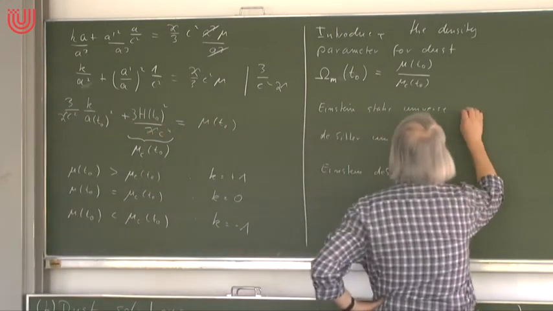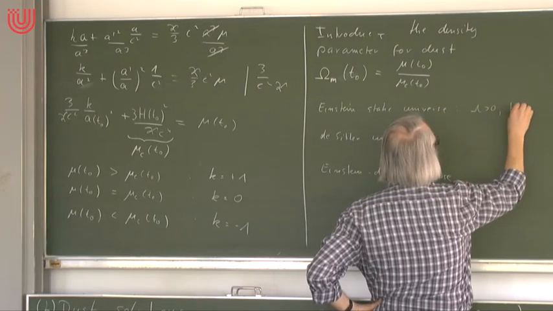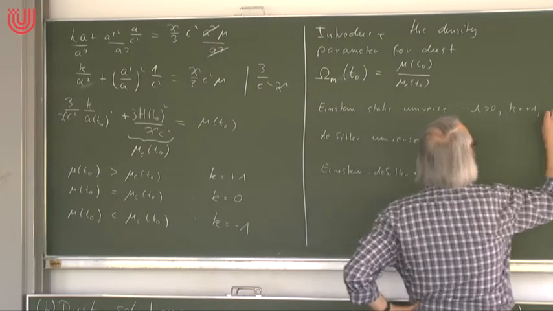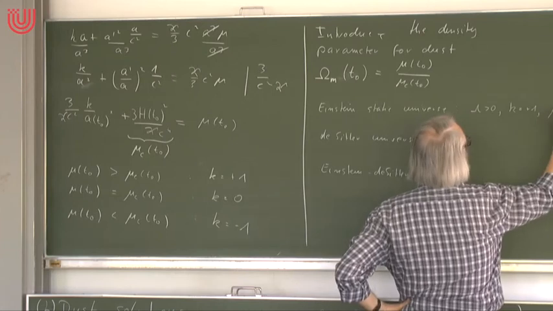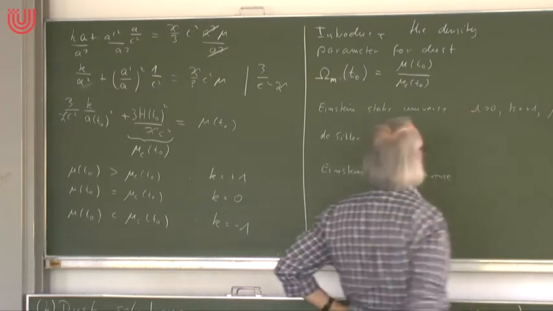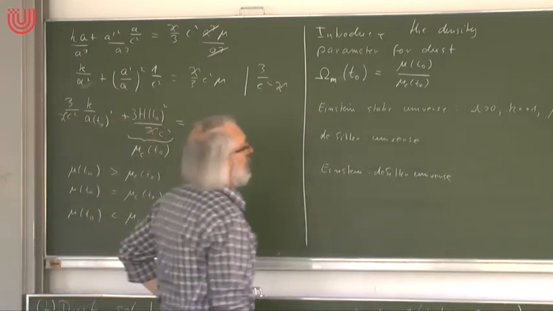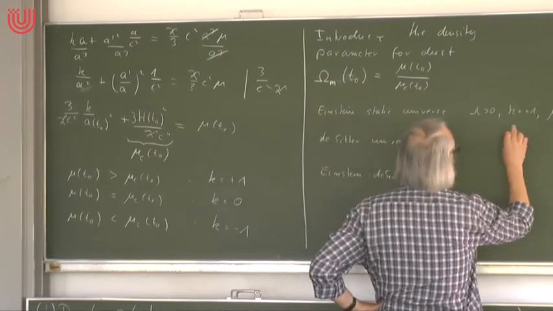How are they characterized? So here we have lambda bigger than 0, we have k equal plus 1, and we have mu bigger than 0 and no pressure. Yeah, for all three we have no pressure, but for completeness let me also write this. So this is a universe which is static.